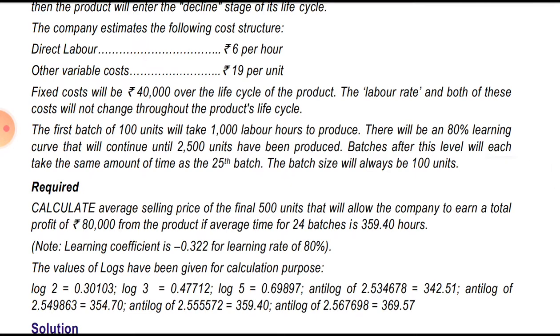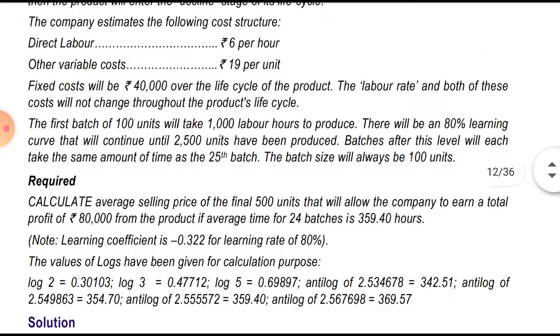Both of these costs, the labor rate and the variable cost, will not change throughout the product life cycle. So the labor rate will not change, and the variable cost will not change. The first batch of 100 units will take 1000 labor hours to produce.